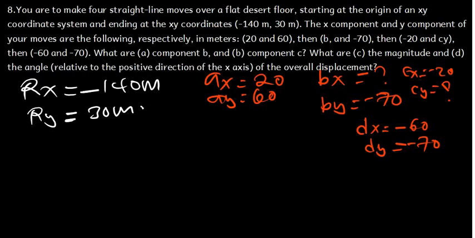The first question is saying, what are the components of B and the component of C? Then part C, the last question, is saying, what are the magnitude and direction, which is the angle relative to the positive direction of the x-axis, of the overall displacement.